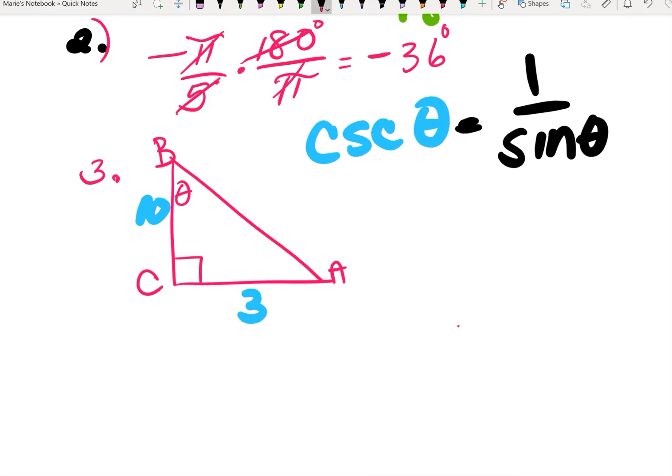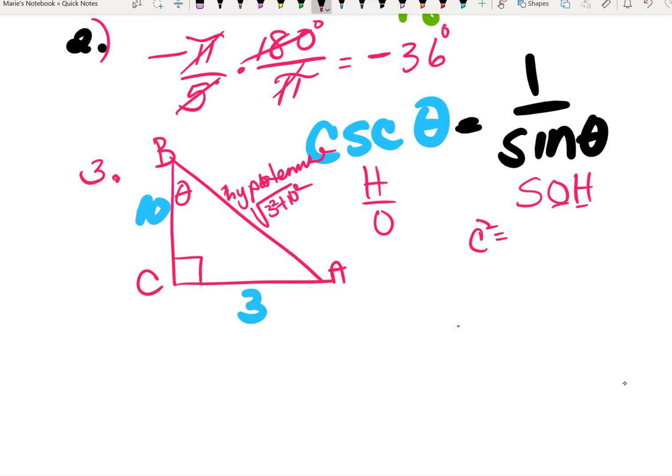Remember sine is opposite over hypotenuse, so this is obviously hypotenuse over opposite. So we need to find the hypotenuse. We need to find this. If I do this, I find that the hypotenuse will be the square root of 3 squared plus 10 squared, right? Because you go back to your basics, and we know that c squared is equal to a squared plus b squared. And so c is equal to the square root of a squared plus b squared. So in essence, our c is the square root of 109.